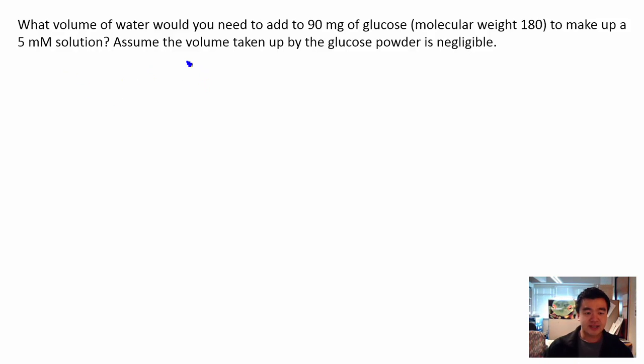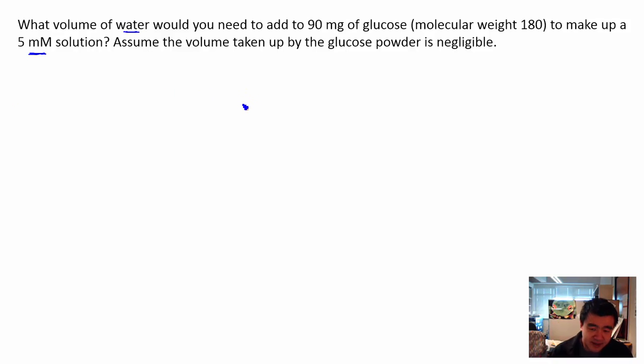Okay, so this question is saying that we've already got a pre-weighed amount of glucose and we need to make up a solution which is a final concentration of 5 millimolar. And how much water then do we need, or how much solvent do we need to add to this 90 milligrams of pre-weighed glucose in order to make up this solution?